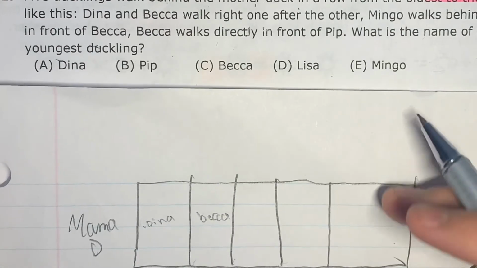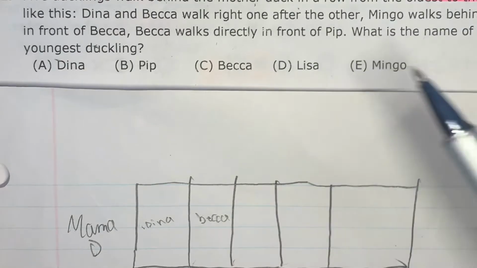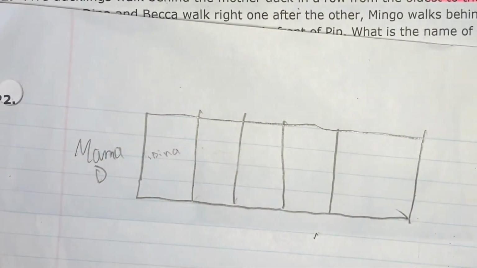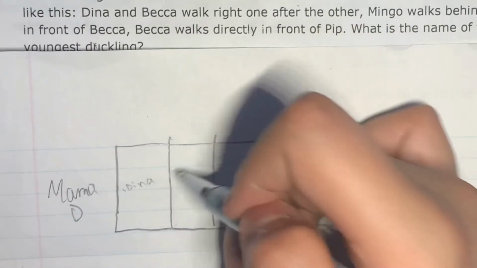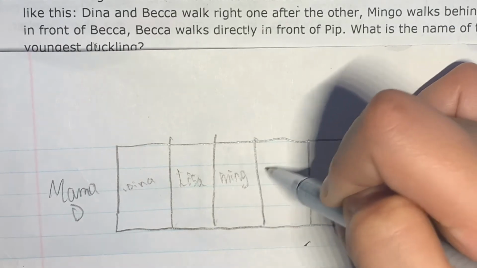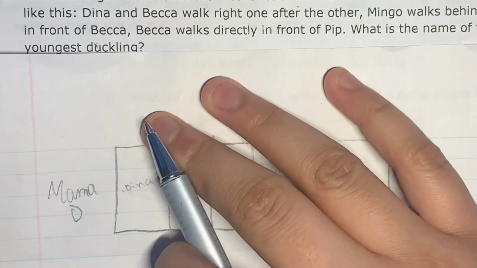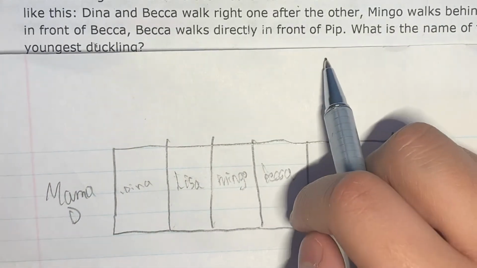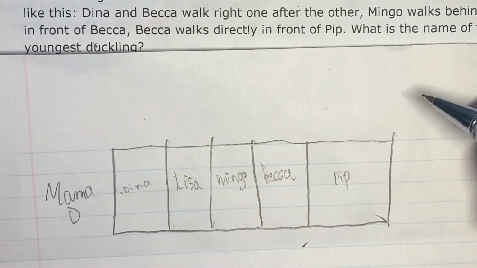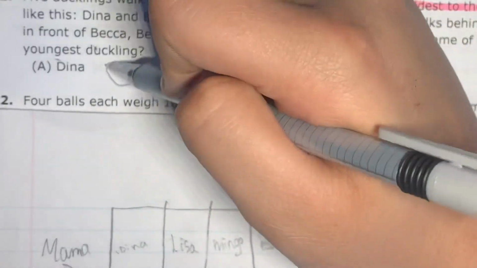So Mingo walks behind Lisa, but in front of Becca. So if Mingo is in front of Becca and he's walking behind Lisa, so Lisa is here, Mingo is here, and Becca is here. There you go. Becca walks directly in front of Pip. So Becca is in front of Pip. So Pip is here. Therefore, the youngest duckling in this problem is Pip. The answer is B.